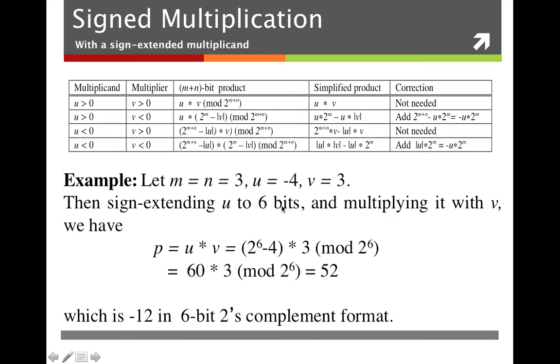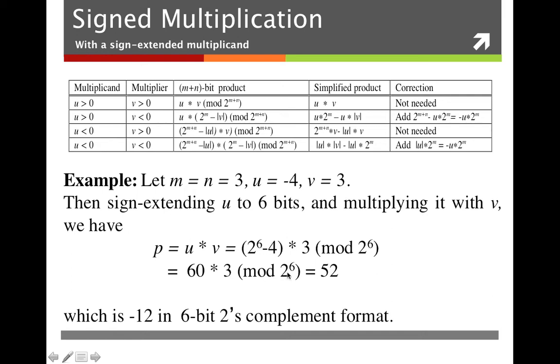So here's again an example where u and v are set to minus 4. And with a sign extension of u, this is in fact where the correction is not required. We're going to basically write this u as 2 to the 6 minus 4 as opposed to 2 to the 3 minus 4, which is what we've done over here. And now we go to the multiplication. So when we do make the multiplication, we basically get this quantity, which is nothing but equal to 52. This is just 64 minus 4, which is 60, times 3.